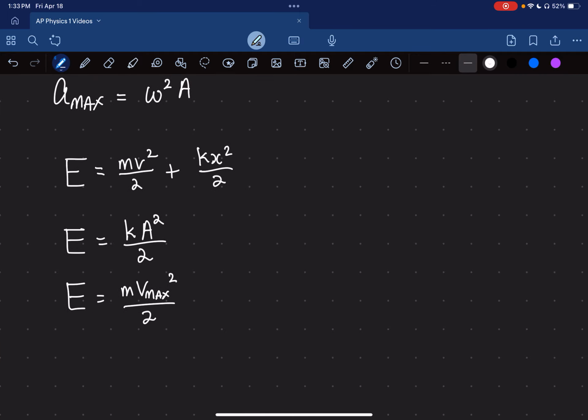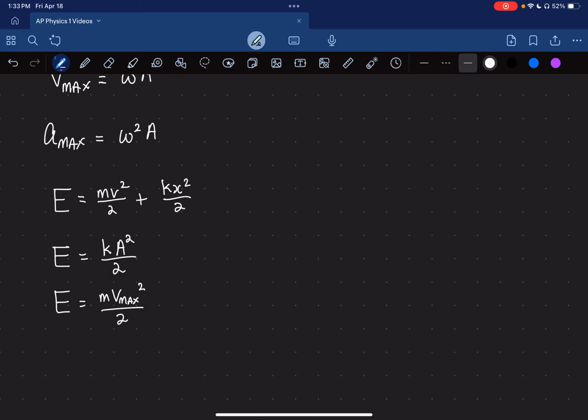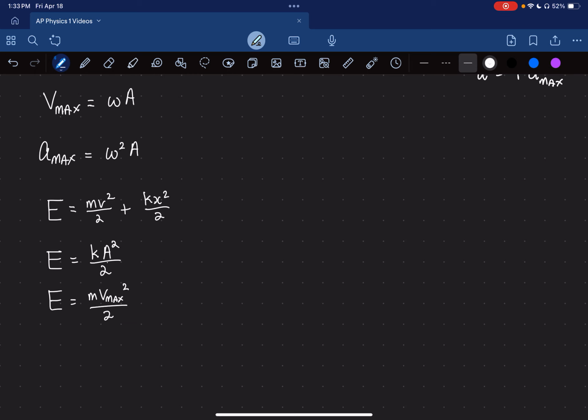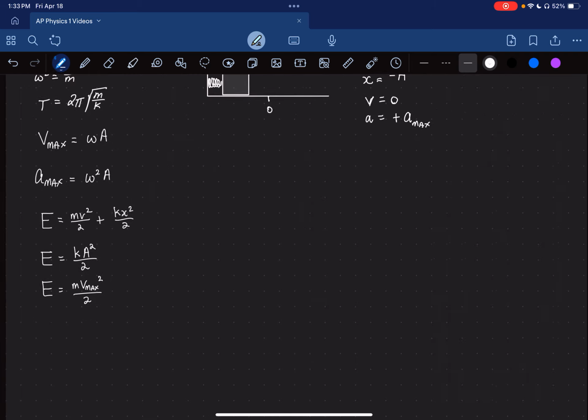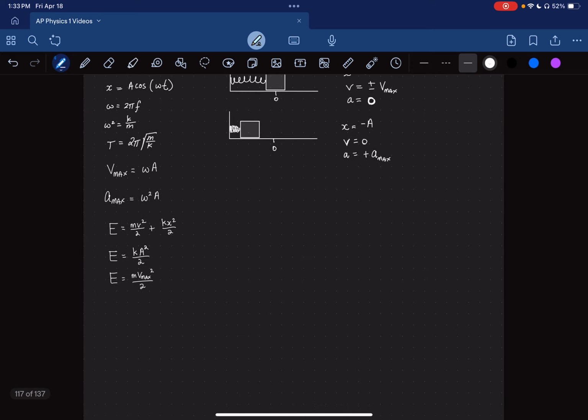The last thing I would say about these is there is some confusion. Some students get confused about this. You can put in v in there, you can put an x in there, but what you don't want to do is mv max squared over 2 plus kA squared over 2. I've seen people do this. So oftentimes, I would say use these if you can. If you have the amplitude or if you have Vmax, I would just opt for one of those. And I'll keep it simple like that.